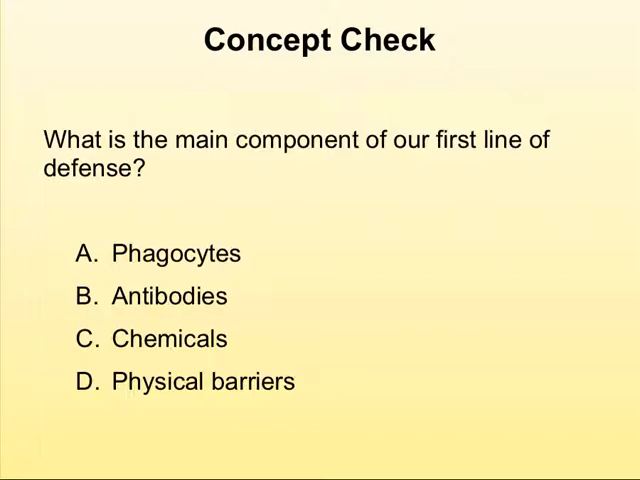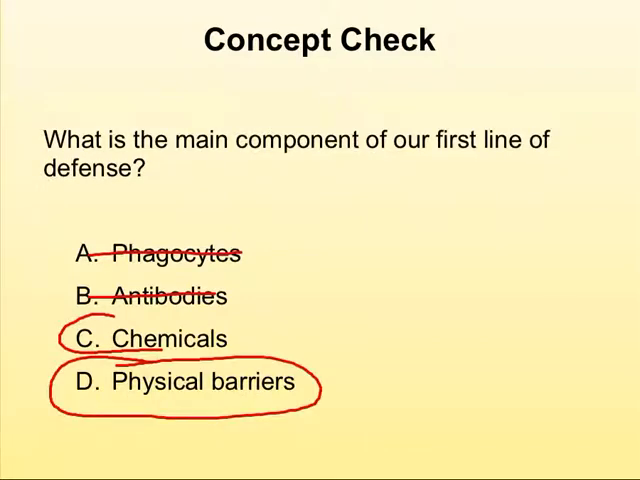Let's have a quick concept check before we move on. What's the main component of our first line of defense? Is it phagocytes, antibodies, chemicals, or physical barriers? Well, we covered that a little ways back. Phagocytes we haven't quite covered yet, so we'll cross those off the list. Antibodies, we know, are part of the third line of defense. Chemicals were indeed part of our first line of defense. However, physical barriers are definitely our first line. However, we did see that there were some chemical barriers, so either way here, you could be correct. But most correct, I'd say, is physical barriers.